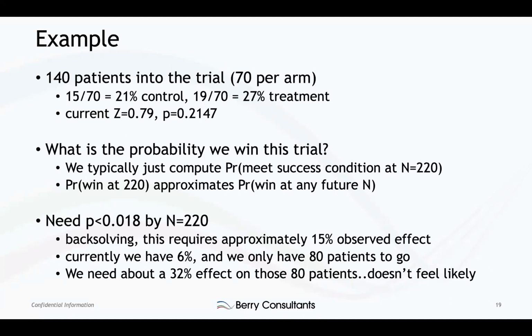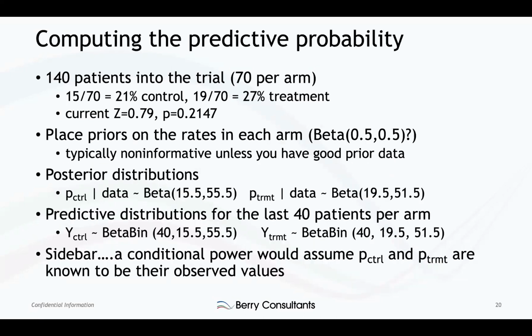So if I need to average out this, I need to get to 15, and I've got to average out the 6. So 140 patients have 6%. I need my future 80% to actually have a 32% effect. So the world needs to turn around a lot. I need to go from 6% to 32. That's not particularly likely to happen.